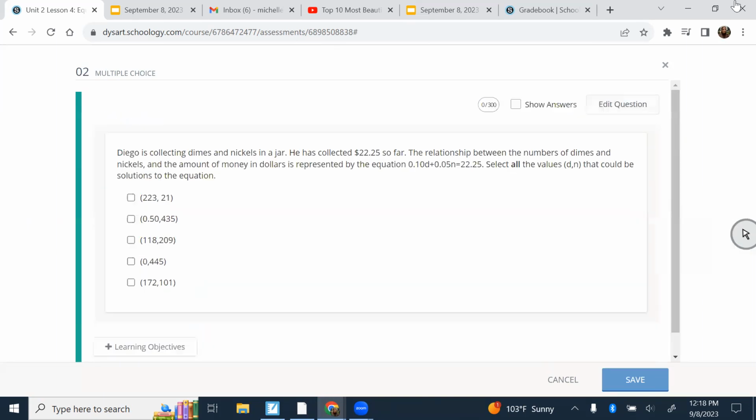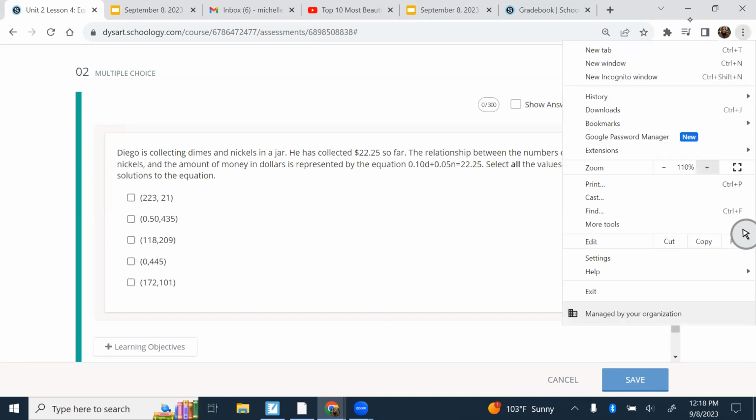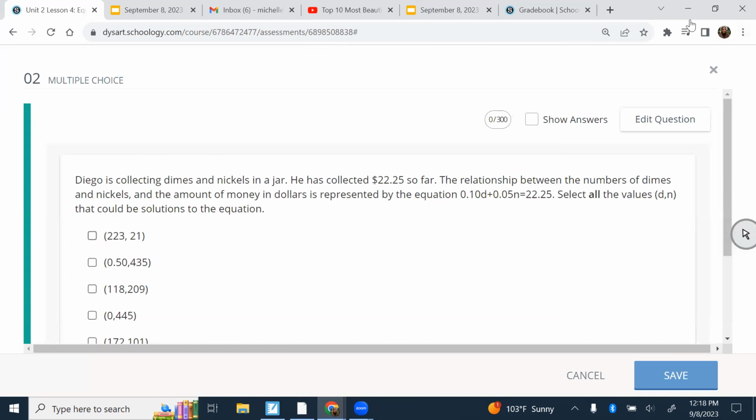Okay, so he is collecting dimes and nickels in a jar. He's collected $22.25 so far. The relationship can be shown by this equation. We're gonna select all values that could be solutions to the equation. And what might be different than what you've seen so far, but that you should get used to seeing from now on, is that it's in coordinate form, the way that they're showing the answers.